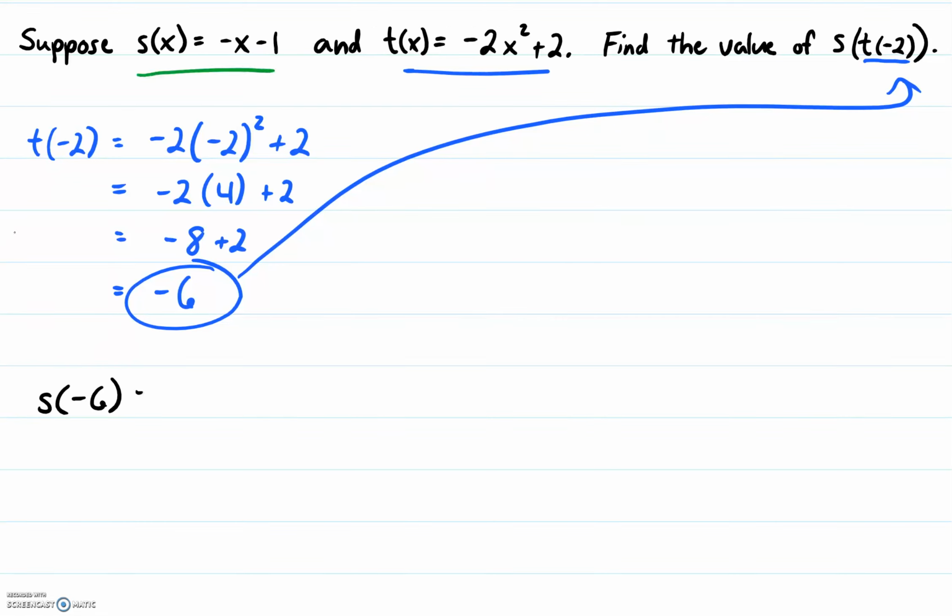So you can see all we had to do was break the overall composed function into two different parts, and then solve each part separately.